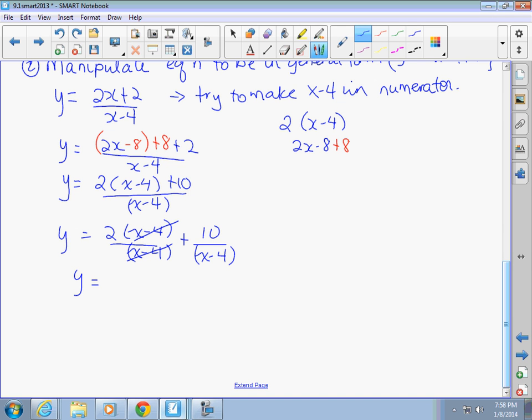I'm left with y is equal to 2 plus 10 over x minus 4. By a quick little movement here, I can switch that around to 10 over x minus 4 plus 2. This is now in the form y is equal to a over x minus h plus k, with k equal to 2.